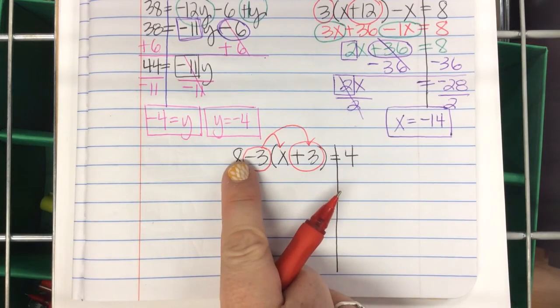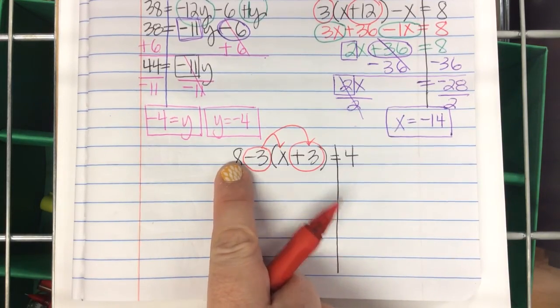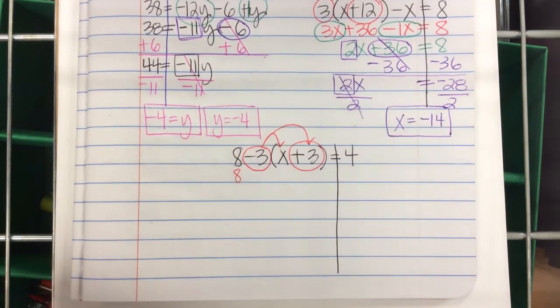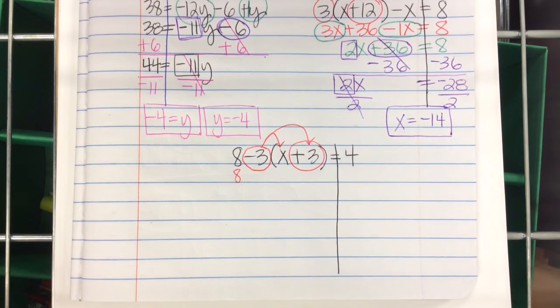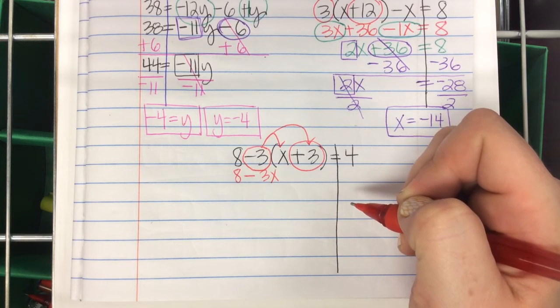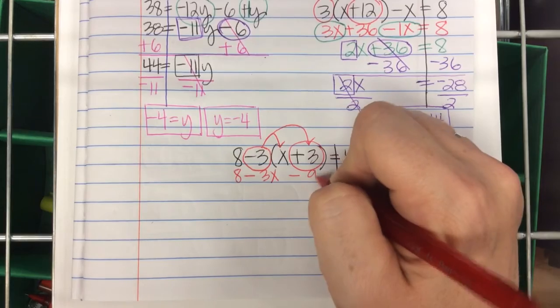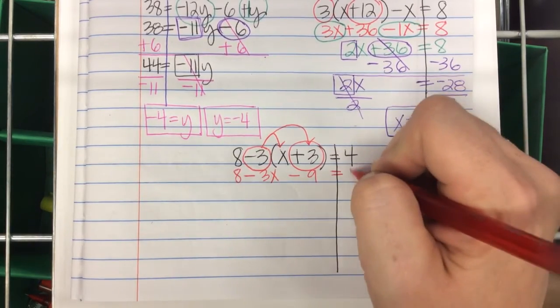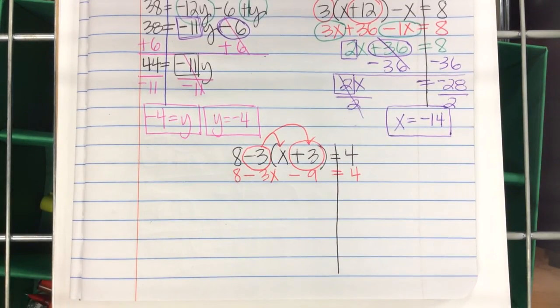Did this 8 in front of anything change? No. Bring it straight down. What's negative 3 times x? What's negative 3 times 3? Negative 9 equals 4. Am I done distributing? Yes. Now what do I move on to? Combining like terms. BB, what goes together?